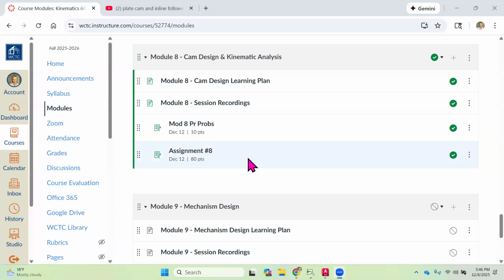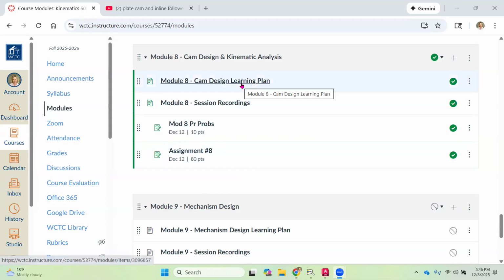Okay, so we're ready to start looking at Module 8, which is our last module in this course, and we are going to be focusing on CAM design. As we look at our module here, the first thing is going to be our learning plan. We're going to find our PowerPoint presentation there. We're going to be looking at Chapter 9 in our book, and then we can grab the sections that are going to be most important for us.